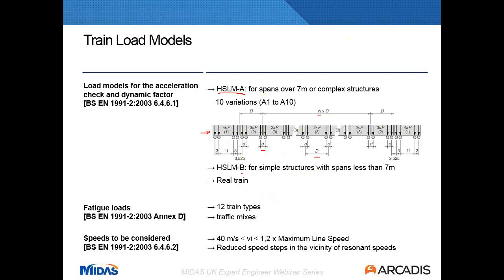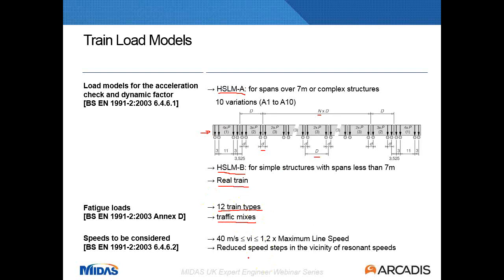For simple structures and spans less than 7 meters, you have another load model, that's HSLM-B, and the other load model that you have to run is the real train. As I said, this is for the acceleration check and for getting this dynamic amplification factor. But another thing that you have to do is a fatigue check. And for that, the codes give you different load models, 12 different trains that you have to run on top of your bridge, and how you have to mix these trains and how frequently they run over your bridge.